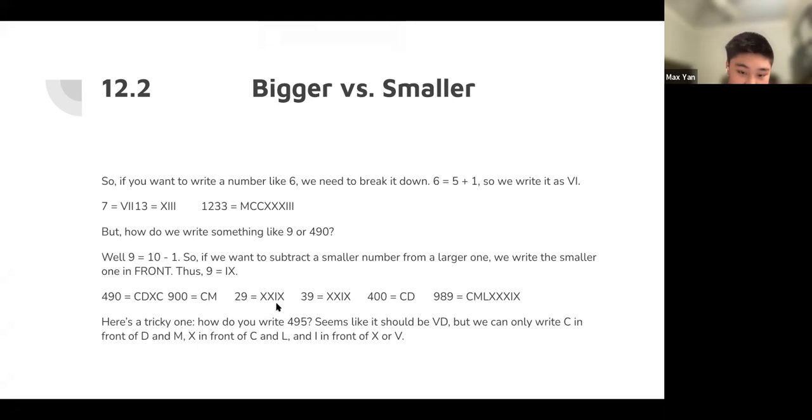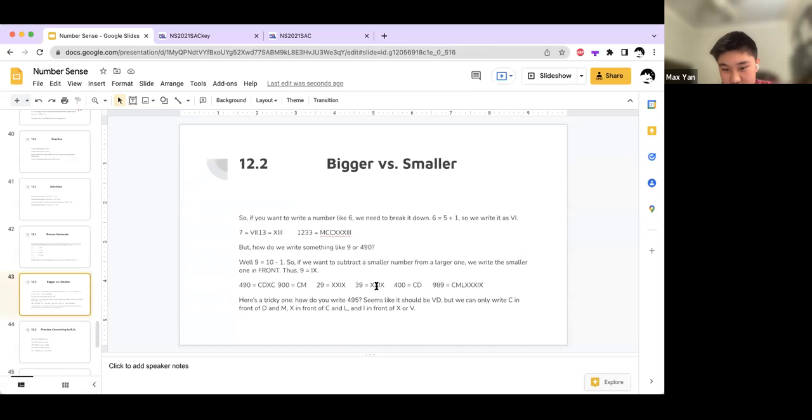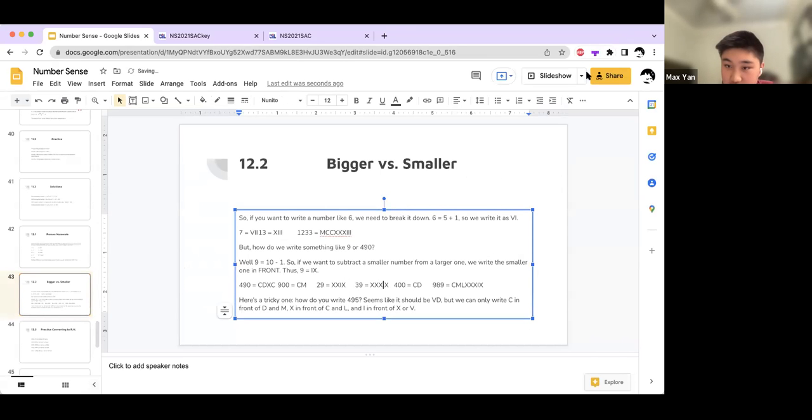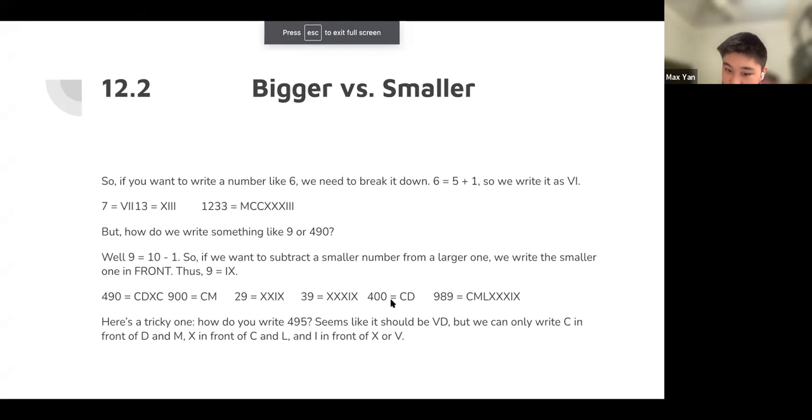29 is equal to 30 minus 1. So we put an I in front of the last X. So that's XXIX. 39 is equal to XXXIX. 400 is equal to CD.